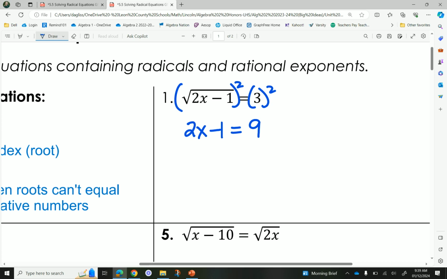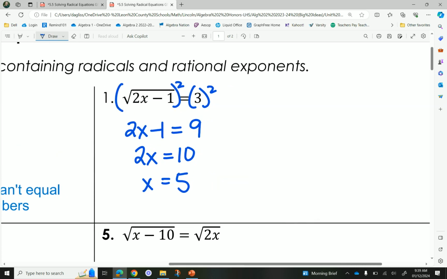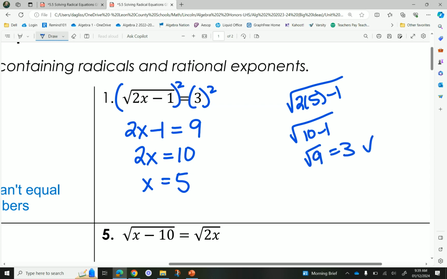Now we're going to get our variable by itself. We're going to add that 1 to give me 2x equals 10, and then we're going to divide by 2 to get x equals 5. I'm not going to circle it just yet. It was a square root, so I just need to verify that it is going to work out for me. You can quickly do it in your head, or quickly type it in. I'm going to show you. We're going to check that 2 times 5 minus 1 gives me 10 minus 1, the square root of 9. That's a true statement. We're good to go.